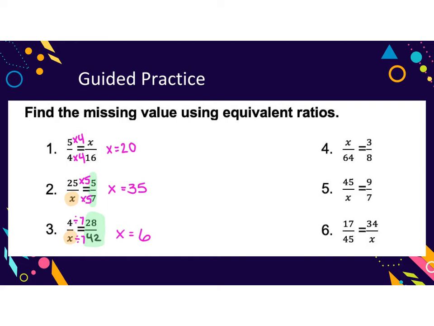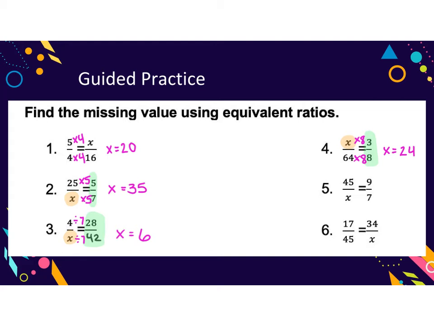For question 4, again, we want to know the value of x. And I know my whole ratio that's already filled in for me is 3 to 8. So I would want to start there and figure out how we got from 8 to 64. If we multiply by 8, 8 times 8 is 64. So then 3 times 8 would tell us our value of x. So 3 times 8 is 24. Our value of x is 24.